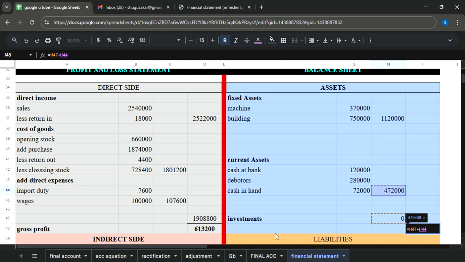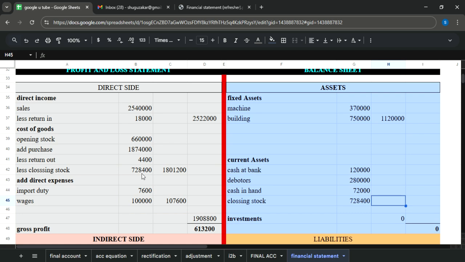Then sum of current asset 4,72,000, and then you will take, okay, one more thing, as you know that closing stock was the part of current asset and it was required to be written two times, and here was closing stock 7,28,400. Alright guys, let's take sum again.